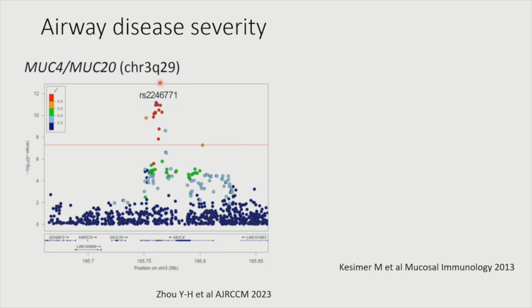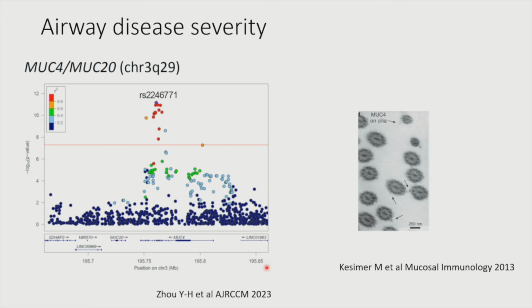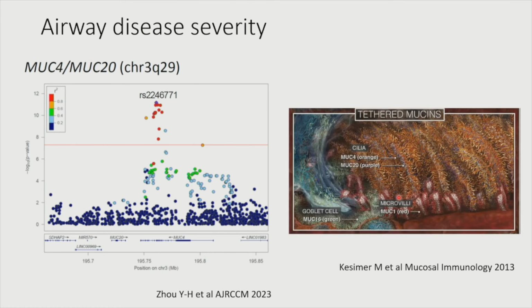This is in the 10 to the minus 11th range for the p-value, and it's right on top of the MUC4 gene. These are tethered mucins, and there's MUC20. In this study that was published, the tethered mucins, with the arrows here, are shown by EM attached to the cilia, and they play an important role. This is a diagram of this. Here are the tethered mucins for MUC4 in orange and MUC20 in purple. The cilia of these airway cells extend out in this way.